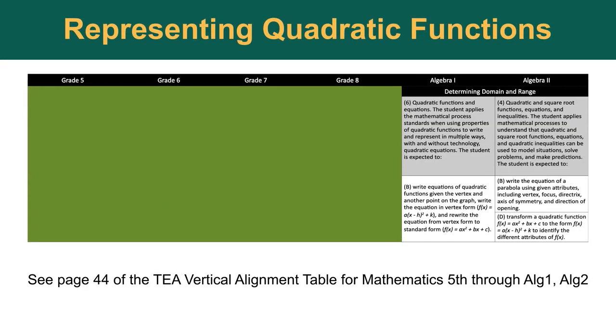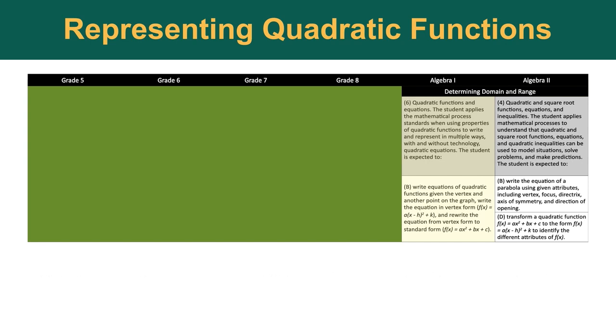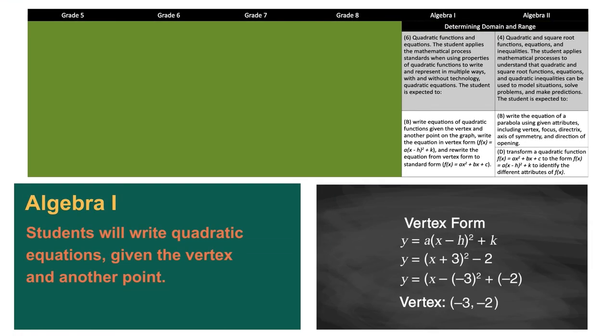Let's take a look at the vertical alignment for representing quadratic functions in 6b to understand better what students will master in this unit and beyond. In Algebra 1, students will write equations of quadratic functions in vertex form when given the vertex and another point on the graph. They will then write the function in standard form.